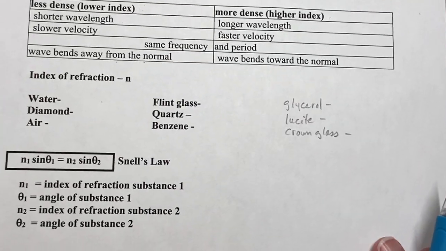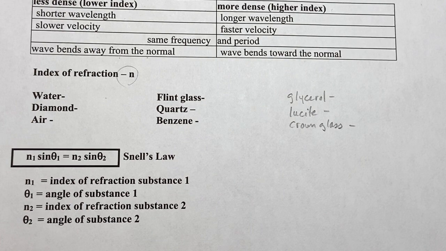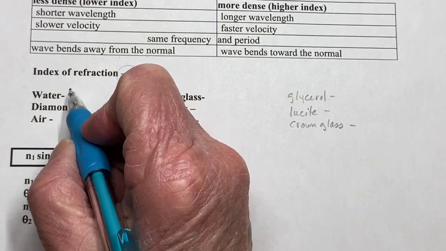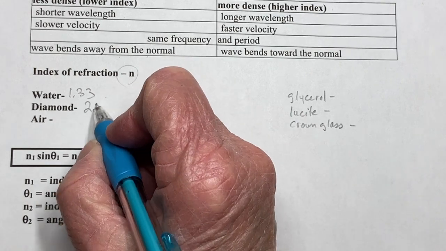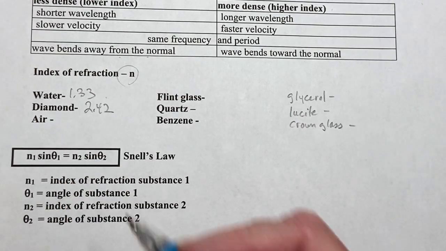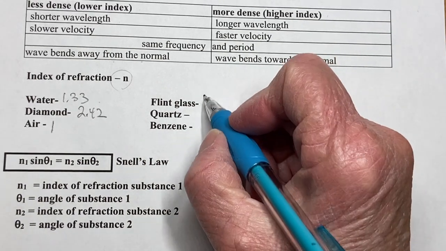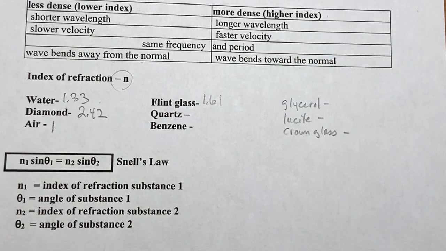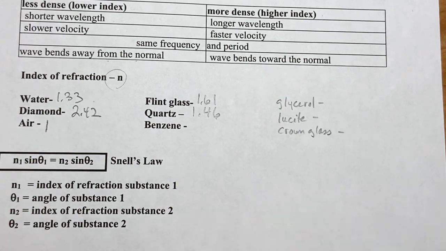Okay, so indices of refraction. First of all, we use the letter n, and there are a number of them that you need to know. Water, 1.33. Diamond, 2.42. Air, which is technically a vacuum, 1. Flint glass, 1.61. And you can look these up. These are just some of the more common ones we're going to use.